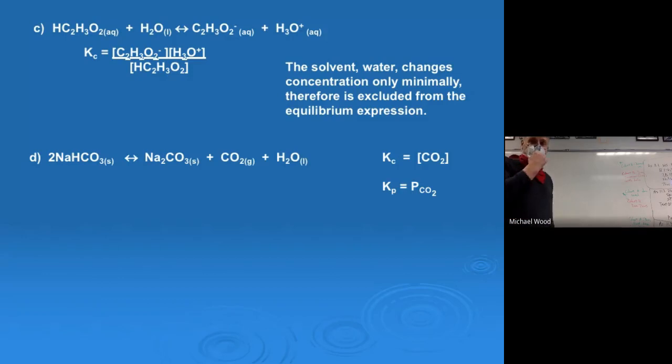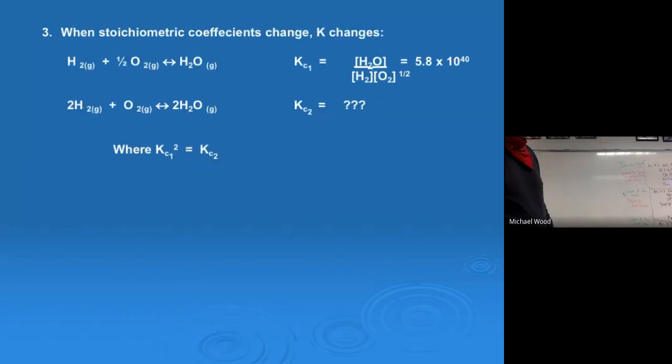Okay, now I want to get into how K changes if you change the equation. In other words, and we did this back in the fall with delta H, if we double the coefficients, how that changes K. And if we reverse the reaction, how that changes the K values. So that's what this slide is about.